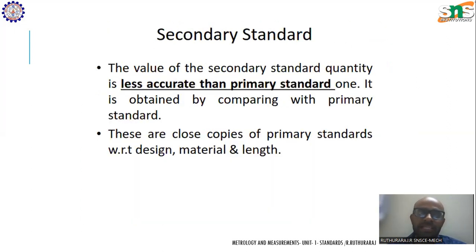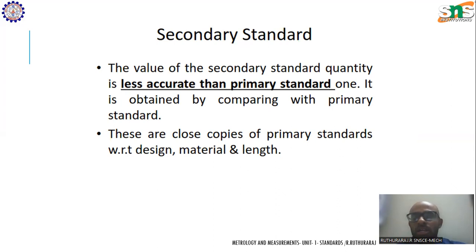Then comes the secondary standards. These secondary standards are somewhat less accurate than the primary standards, the only reason being they are kept in less secure environments. They are exact replicas of those primary standards, but they may be kept in less protected conditions because they have to be more accessible than the primary standard.